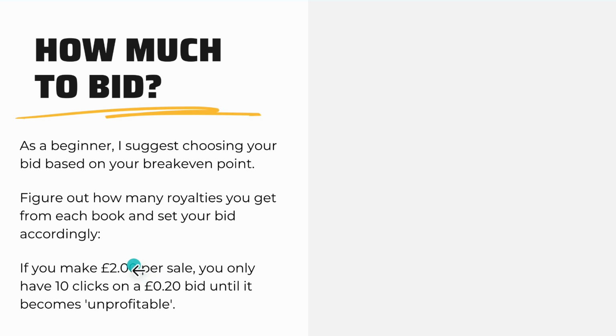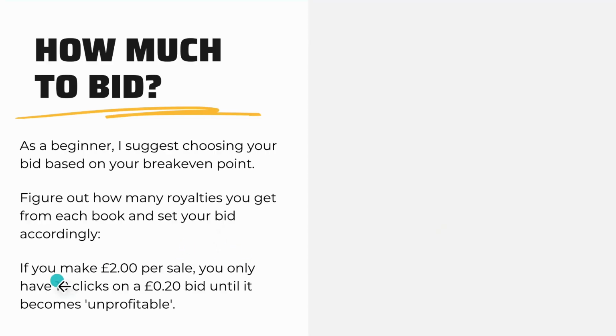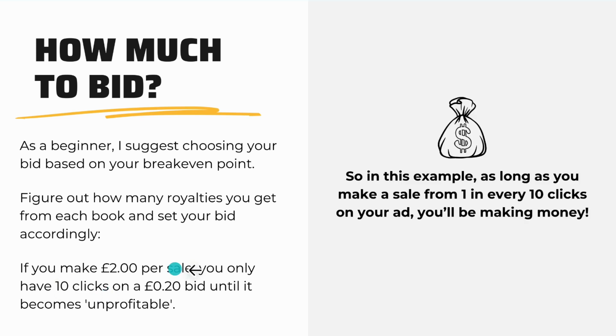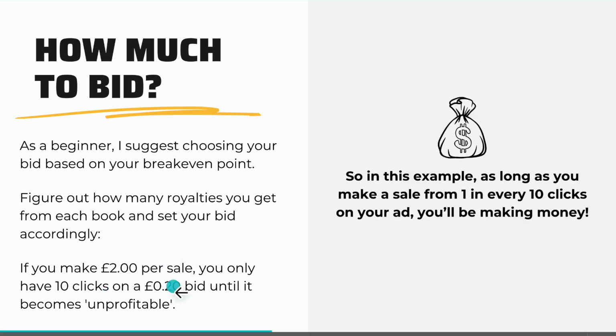So let's say your book was sold for £7 or whatever, but the royalty you made per book sale was £2. So therefore, every single sale you make, you personally get £2 back. If this is the case, then you only have 10 clicks on a 20p bid until it becomes, quote unquote, unprofitable. So in this example, if you got £2 per book sale and you put your default bid as 20p, as long as you make one sale in every 10 clicks, you will be making money on that ad, because 10 clicks times 20p is £2.